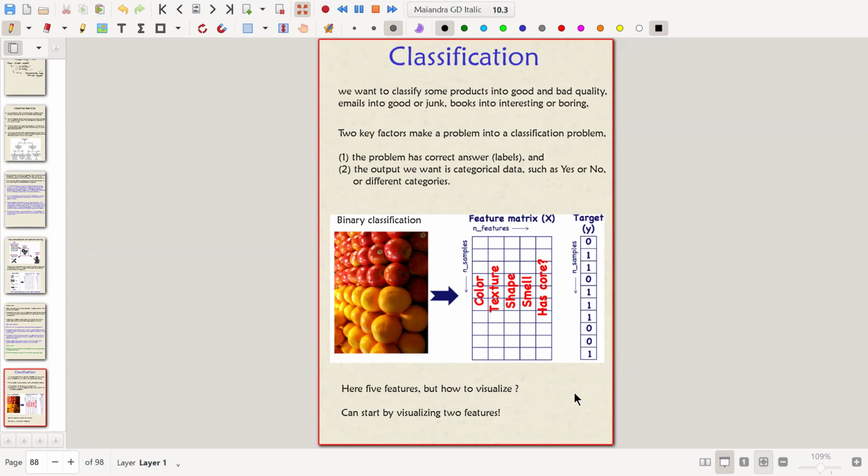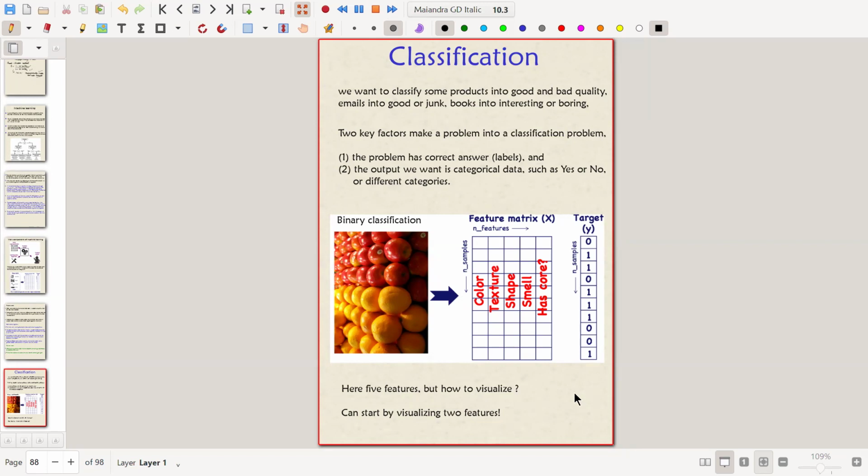So two key factors make a classification. First, it should be labeled data. Second, the output we want should be categorical data, that is yes, no, or something like apple, orange. So you can see that this is a binary classification. You have apple and orange here. I'm saying it is binary classification because you have only two things, apple and orange. If you have three things, then it might be different.